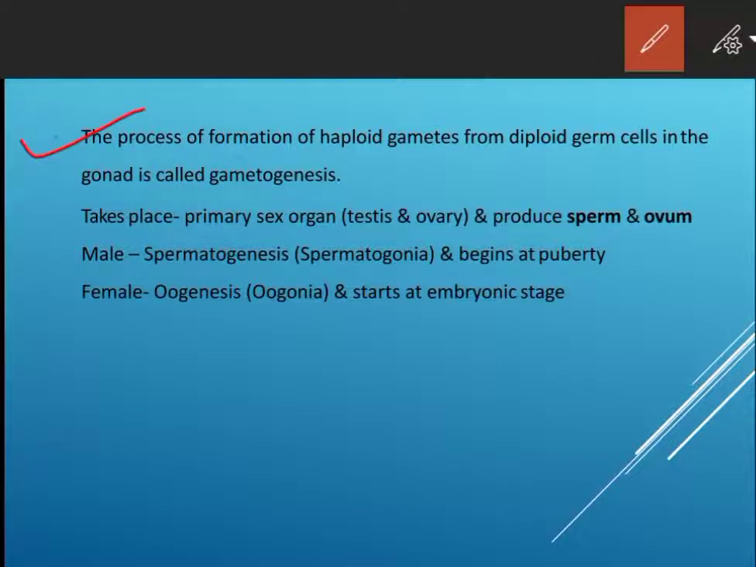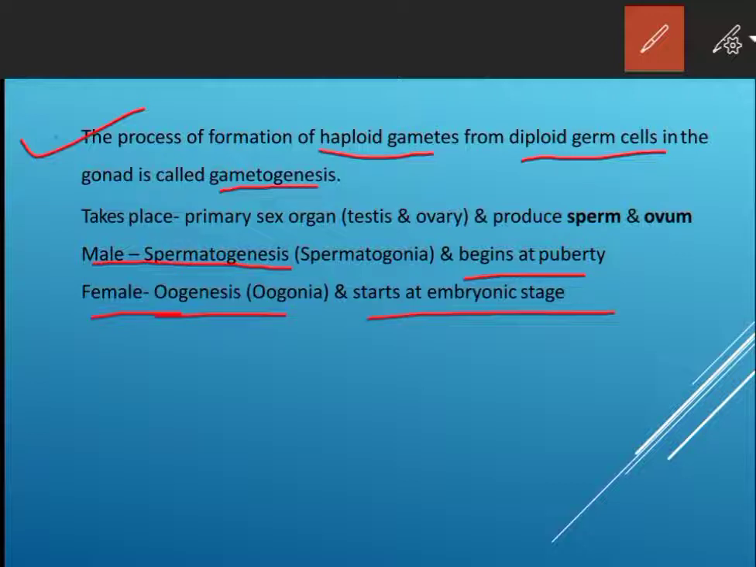The process of formation of haploid gametes from undifferentiated diploid germ cells in the gonads for sexual reproduction is called gametogenesis. Gametogenesis in human beings is of two types. Number one, spermatogenesis in male, which begins at puberty, and in female it is called oogenesis, that starts at embryonic stage.